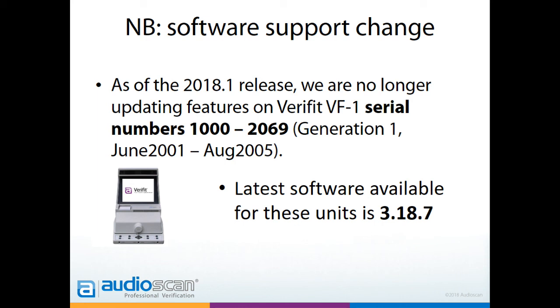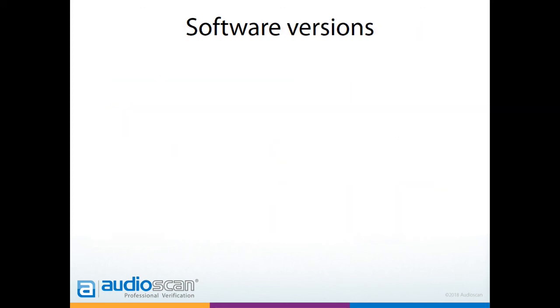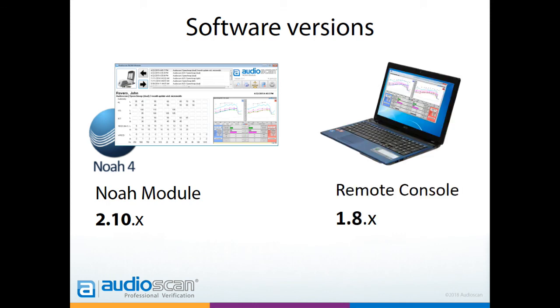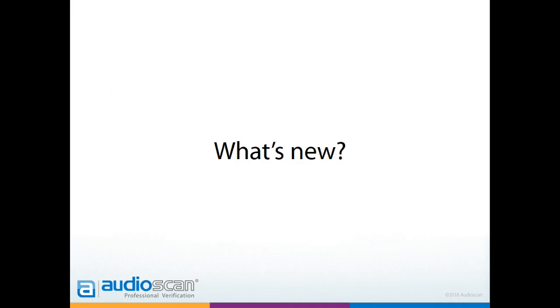The latest software for Generation 1 Verifit VF1 is 3.18.7. This is still available for download, so existing machines in the field can be updated to the latest possible. The latest version of the NOAA module is 2.10, and the remote console is 1.8. First, the features in brief, and then I'll go into a bit more detail.